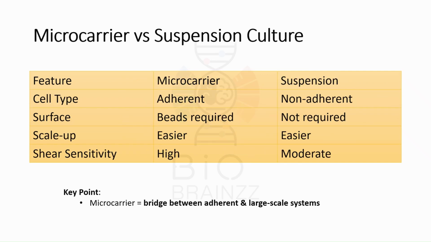Microcarrier culture is used for adherent cells and requires beads for attachment. Suspension culture is used for non-adherent cells and does not need any surface. Both methods are used in large-scale production, but microcarriers help in growing adherent cells in bioreactors. One important point is that microcarriers act as a bridge between lab-scale and industrial-scale culture systems.